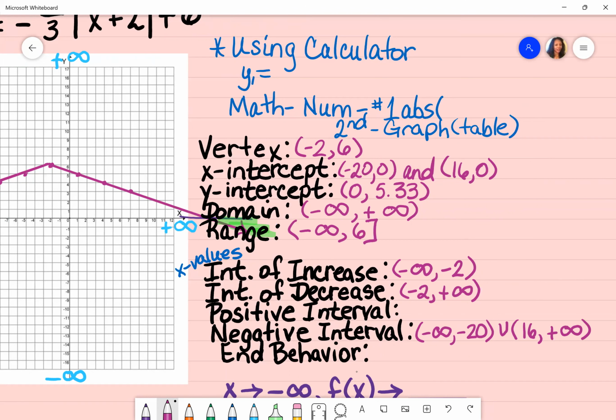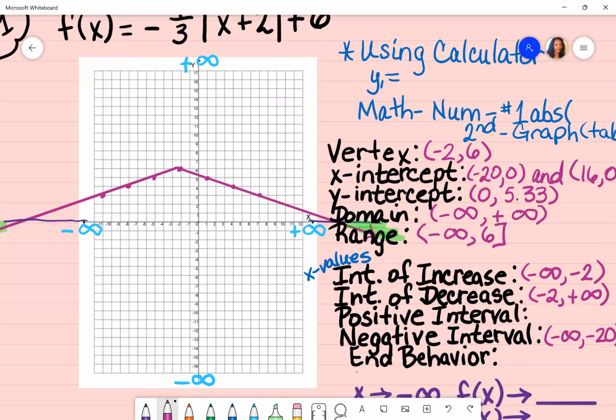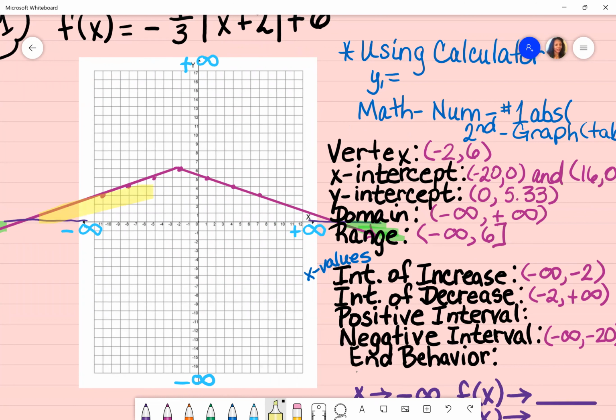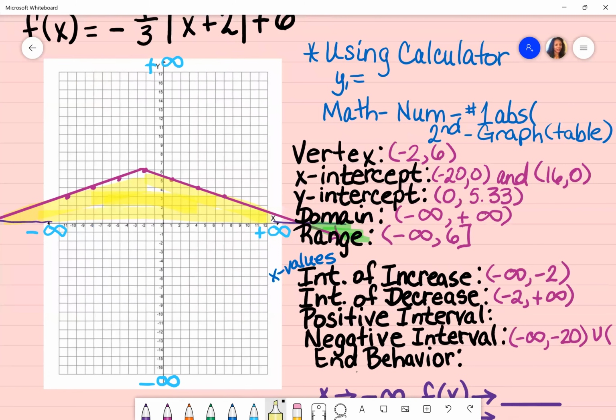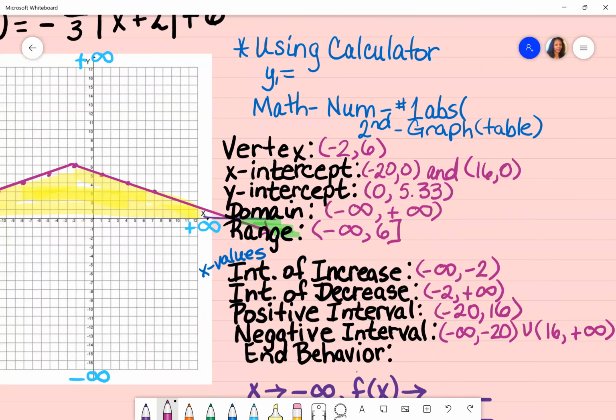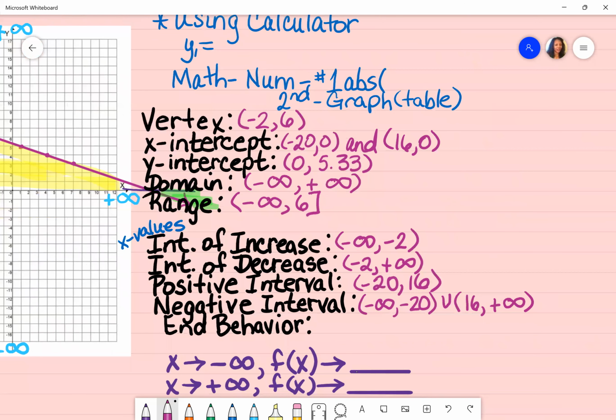Now let's go back to our positive interval. Well, that means everything that is above my x-axis. So all of this portion right here. So what part of my x-axis falls in between that? Well, again, it's looking at my x-intercept. It's going to be from negative 20 all the way to positive 16. And if I'm paying attention, I will see that I did account for everything from negative infinity to positive infinity. And then I saw negative 20 and negative 20 two times, and I saw 16 and 16 two times. So I know I'm on the right track.